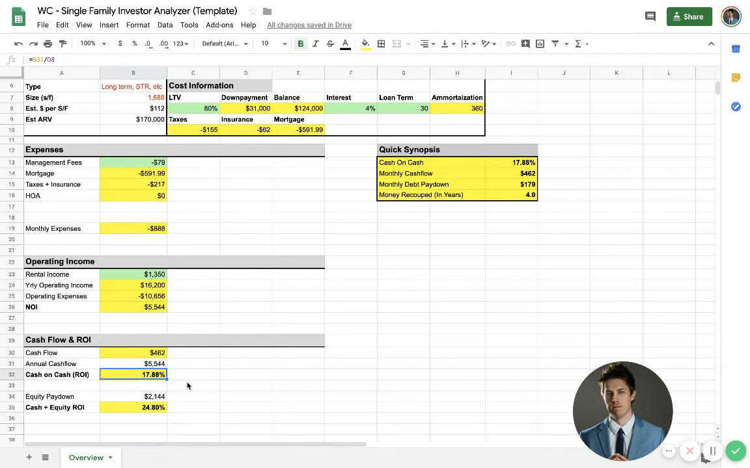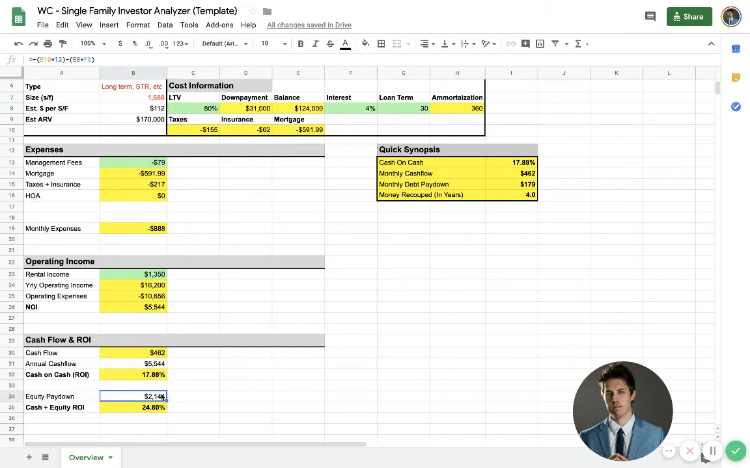And by the way, it's made you a great income over the next 20, 30, 40 years. And so this cash on cash gives you really a great way of looking at a deal to see whether it makes sense. 17% cash on cash. All we're doing with this is taking the monthly cash flow, multiplying it by 12, and dividing it by the amount of money you have in the deal. So 17.8% is a very good return.